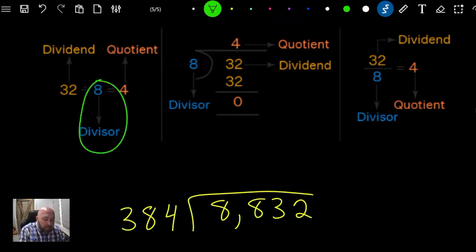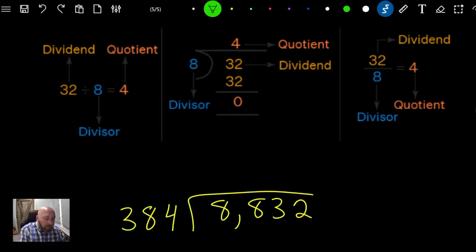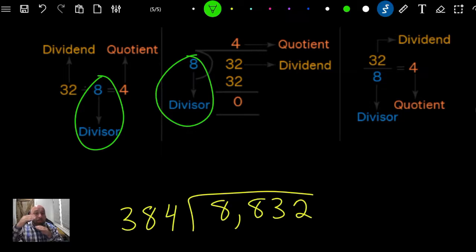The 8 is always what's called the divisor. The 8 is the divisor. So in the first way, that would be the middle number. In the second way that we wrote it, it's the number out front of the sign. And the third way, it's the denominator of your fraction. Okay? So be careful on that one. That one kind of moves around a little bit.